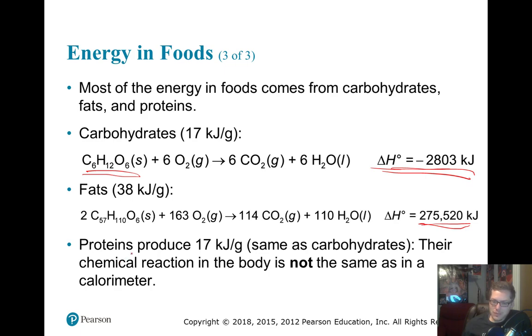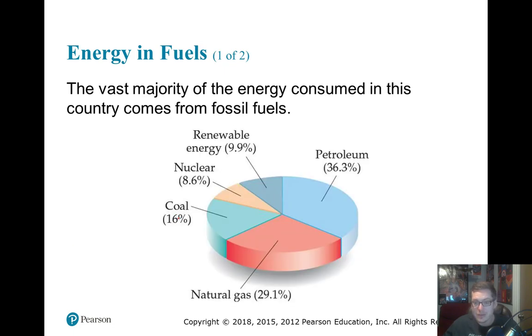Proteins produce 17 kilojoules per gram, and their chemical reaction is not the same as what goes on in a calorimeter, so you can't use a calorimeter to calculate those values. We're not going to go into it in this class, we're just going to assume that that's correct.